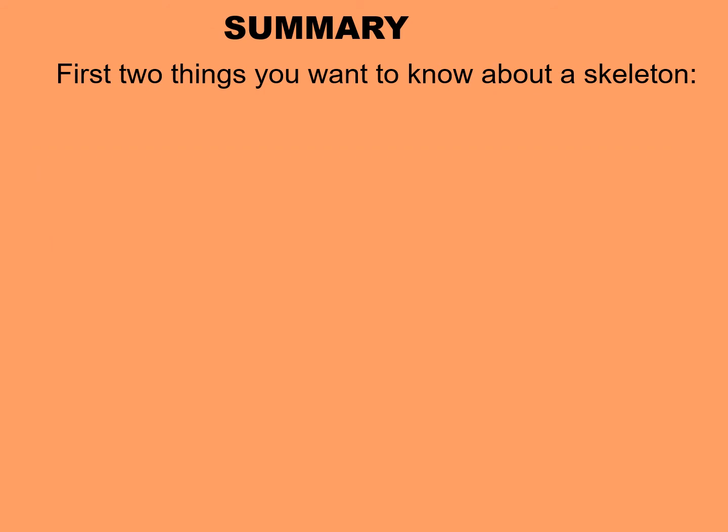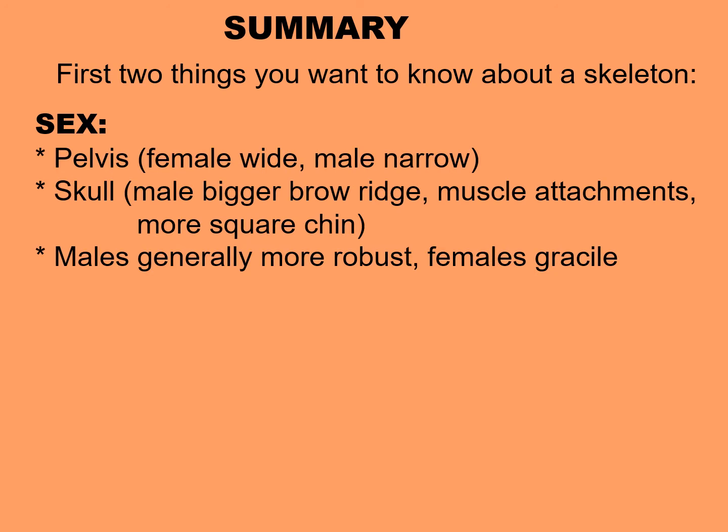So to summarize, the first two things you want to know about an individual skeleton are the sex, and we look at this by looking at the pelvis. Female pelvis is wide, the male's is narrow. The skull, males tend to have bigger brow ridges, bigger muscle attachments, and a more square chin. And just the general aspect of the entire skeleton. Males, generally speaking, will be more robust and females more gracile.